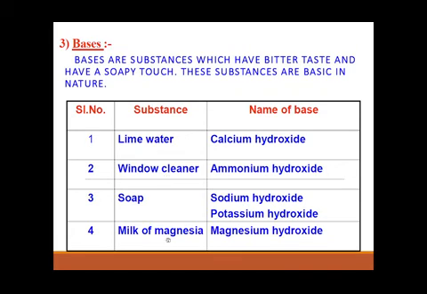So what are the bases present in these substances? Calcium hydroxide is the name of the base in lime water. Ammonium hydroxide is the name of the base in window cleaner. Potassium hydroxide and sodium hydroxide is the name of the base in the soap. And magnesium hydroxide is the name of the base present in milk of magnesia.